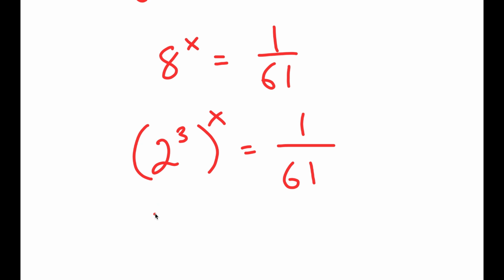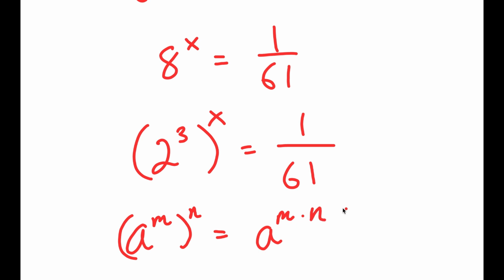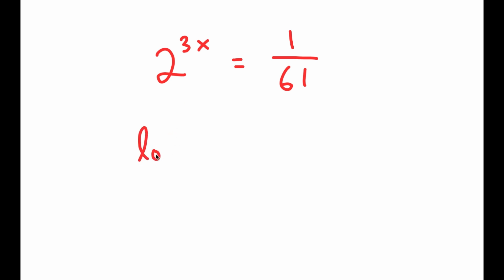And if I have something in the form a to the power of m to the power of n, this is equal to a to the power of m times n. So I get 2 to the power of 3x is equal to 1 over 61. Now, how am I going to simplify this even more? Well, we can't do this with normal algebra, but what we can use is logarithms. So I'm going to take the log on both sides.